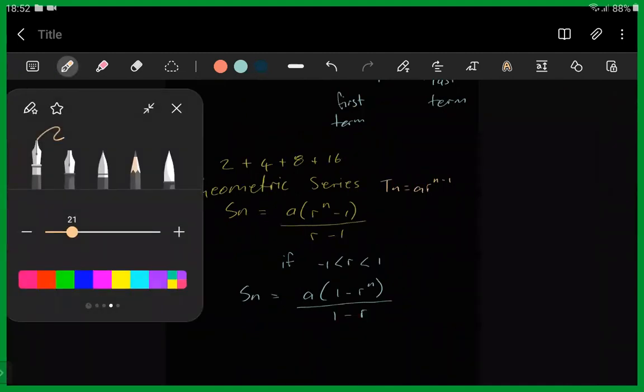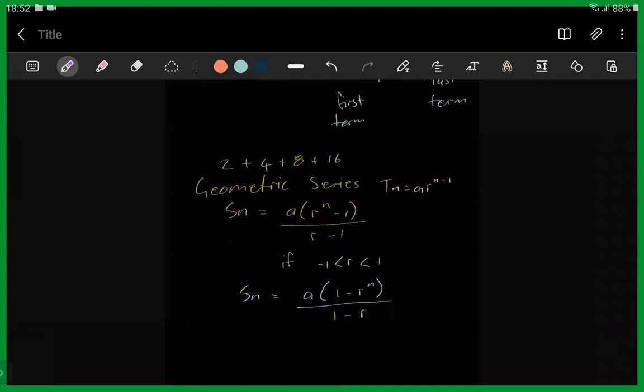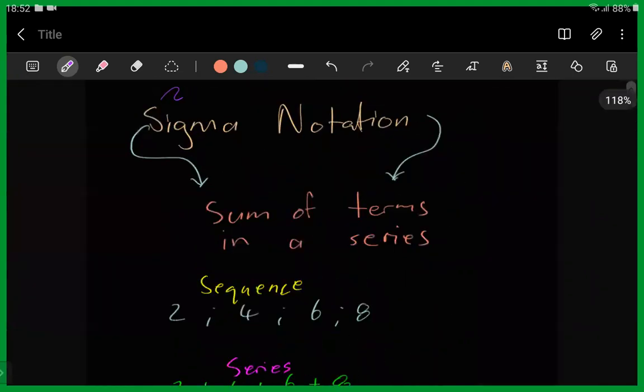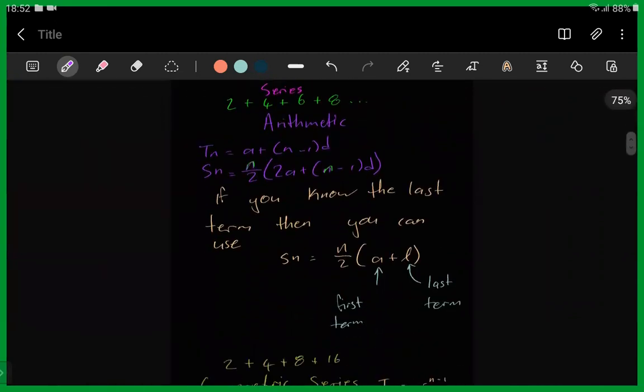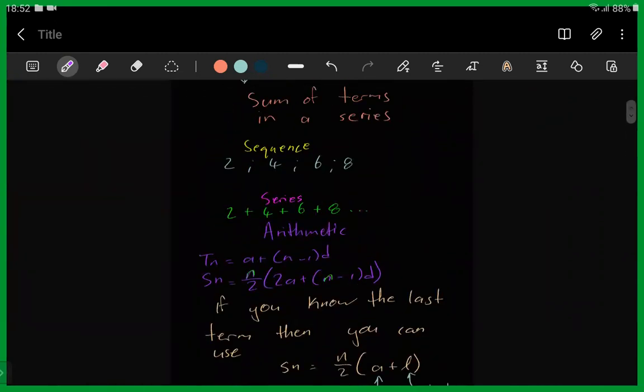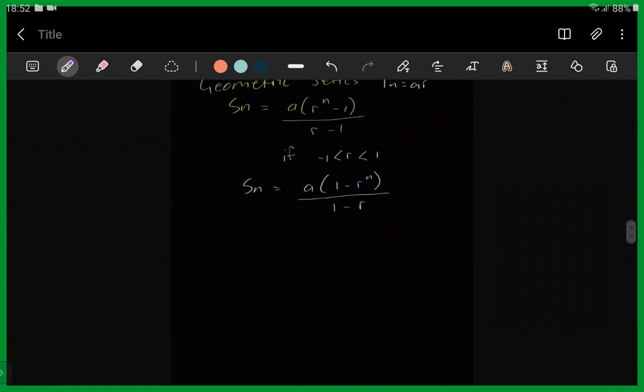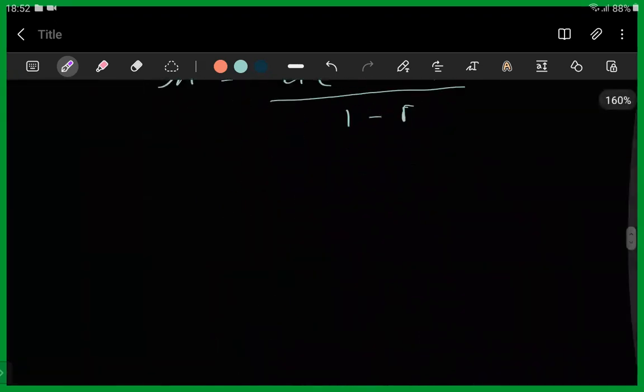The reason why you need to have that thought in mind is so that when sigma is introduced, you realize, wait, it's already something you already know. Because sigma is just a way of expressing that you want to add up terms in a series. That's all. This symbol here means sigma.